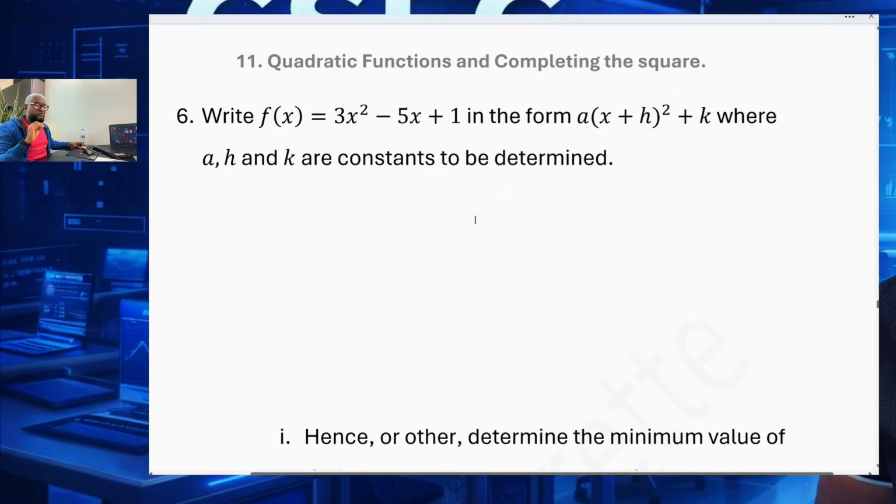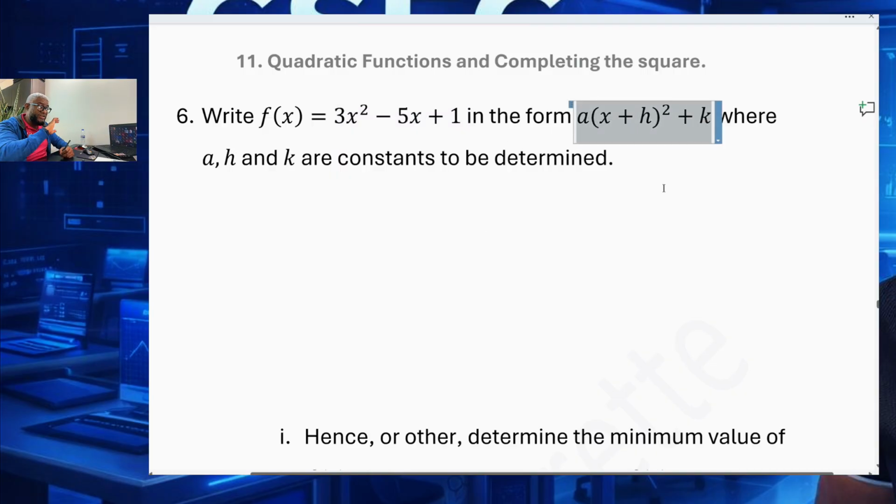Okay, so number 6. Write the function f of x is equal to 3x squared minus 5x plus 1 in the form a open brackets x plus h close brackets squared plus k, right? Where a, h, and k are constants to be determined, right? So let me just ask some simple questions here. What kind of form is this here? Quadratic form. What kind of form is this?